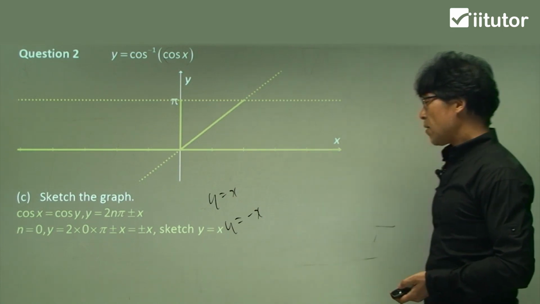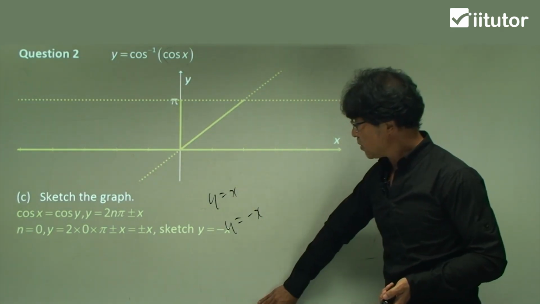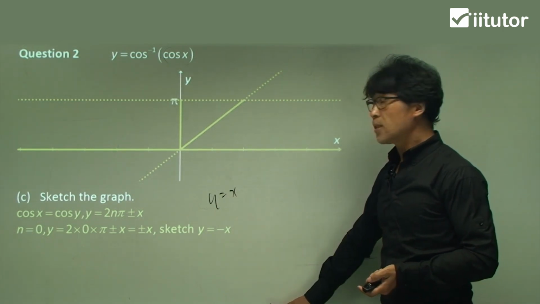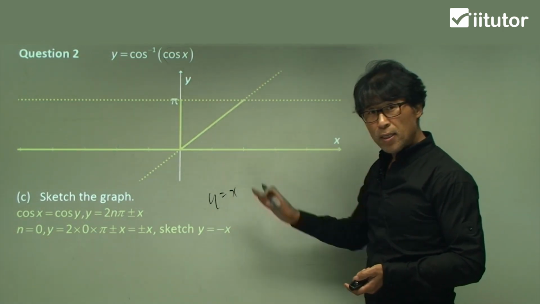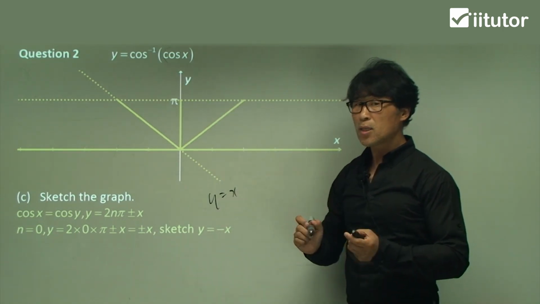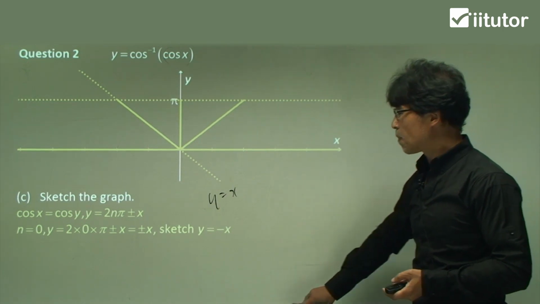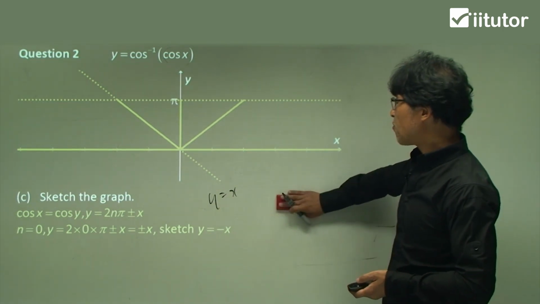Now what's the next one? We can sketch y equals -x here. Same story: the dotted lines are not included eventually, at the end of the whole working. It looks like a V graph.